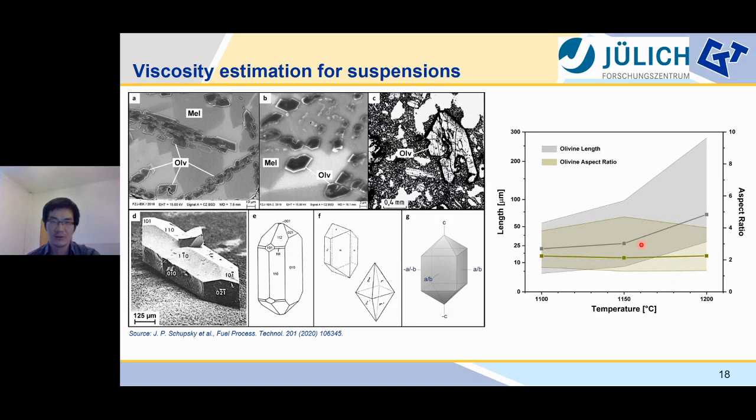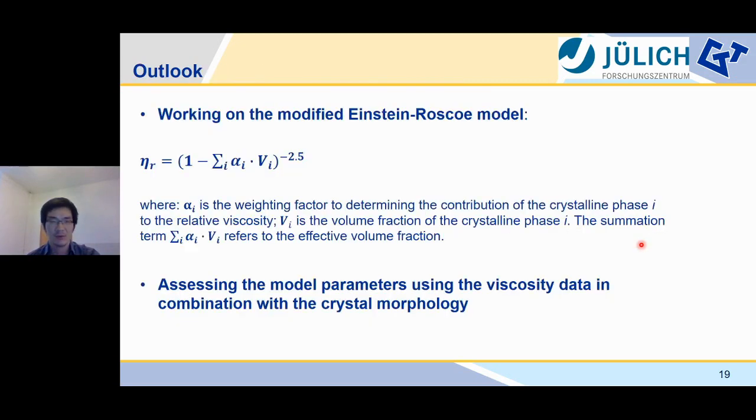If this result is valid also for other crystal phases, then based on this, we can modify our Einstein-Roscoe equation in this way. That means we can derive the viscosity contribution from each crystalline phase. That means each crystalline phase has a different viscosity contribution, even with the same volume fraction. This is really interesting. But of course, to assess these model parameters, we need much more viscosity data together with the quantitative information, including the aspect ratio and crystal size, to further improve the viscosity prediction for the suspension system.